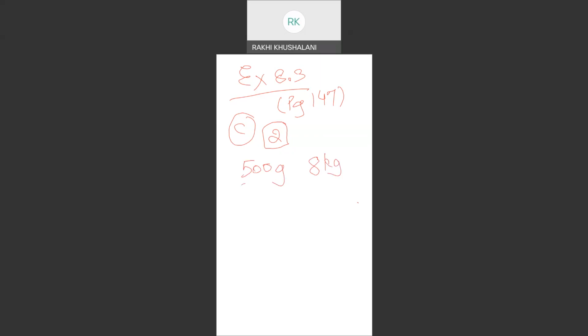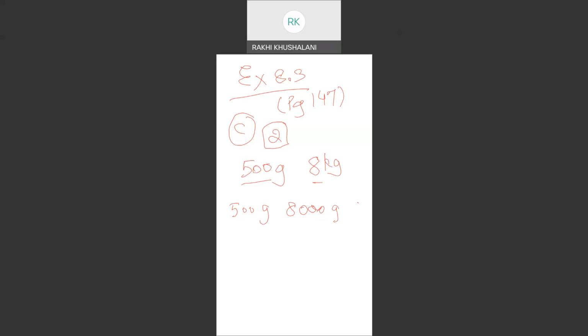Okay. Now, to do any sort of operation, we need both the values in the same unit. So let this 500 grams be as it is and make it 8000 grams. Now, why do we need this? From this 8000 grams, every time we are withdrawing 500 grams of cashew nuts.